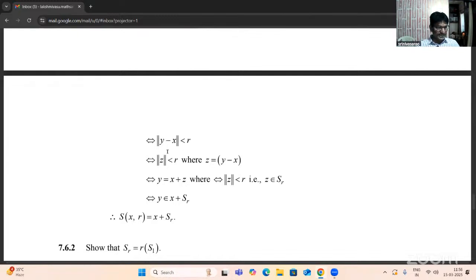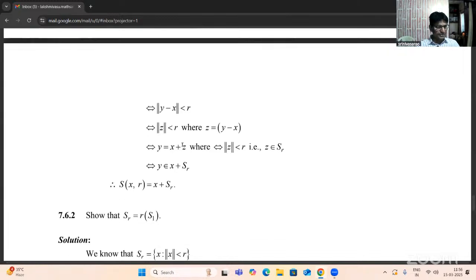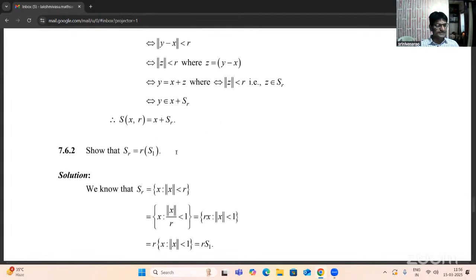Let Y minus X be Z. So norm Z less than R, where Y equals X plus Z. So if and only if norm Z is less than R, here Z being an element of S_R. So Y also belongs to X plus Z, meaning S_R, replacing Z by S_R. So Y belongs to X plus S_R, and therefore S of X, R equals X plus S_R.